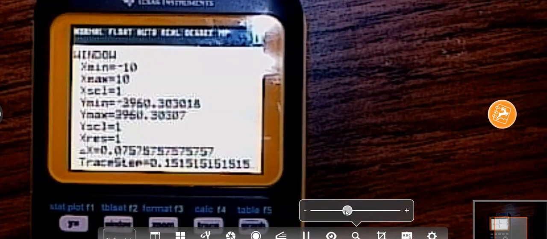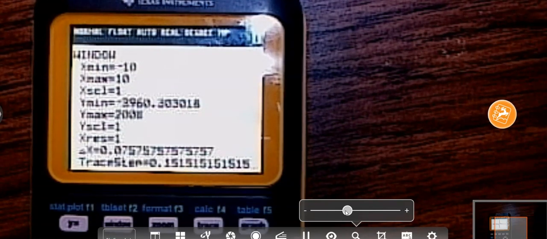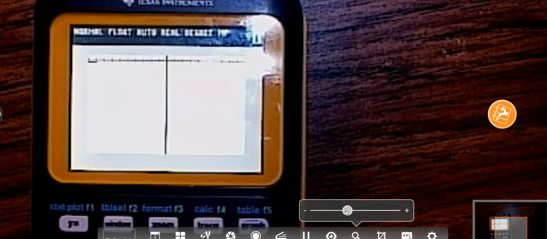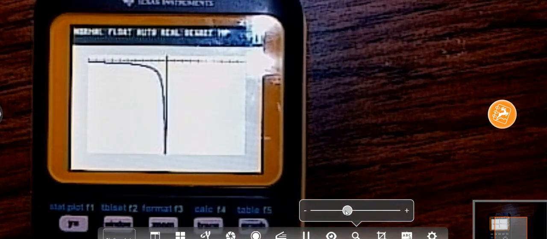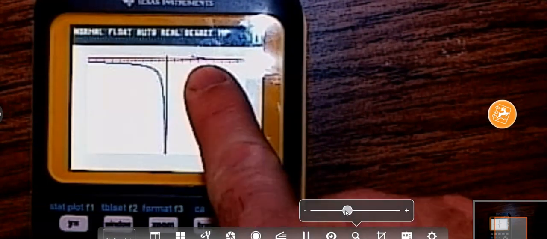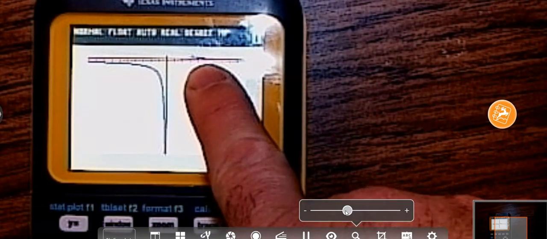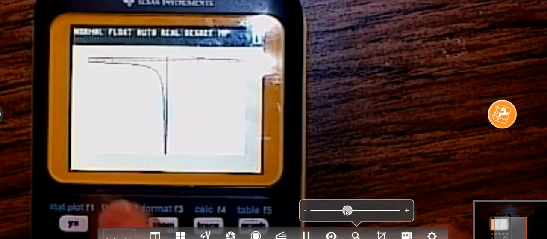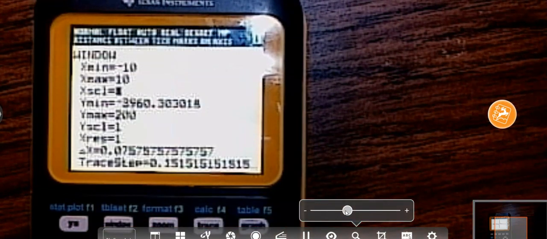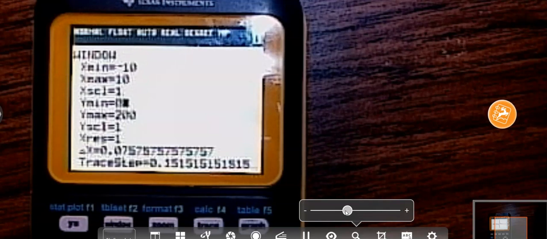Okay, folks, if I make the high value 200, is that enough to see where these cross? Well, yep, I see them crossing right there, although this is still a horrible looking picture. So maybe I need to make the y minimum something more reasonable. How about 0?